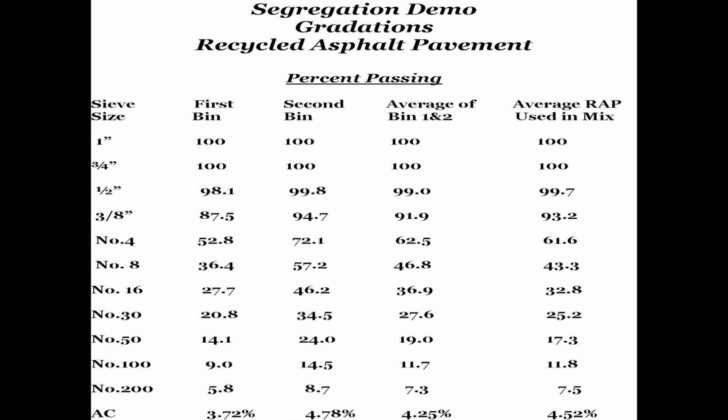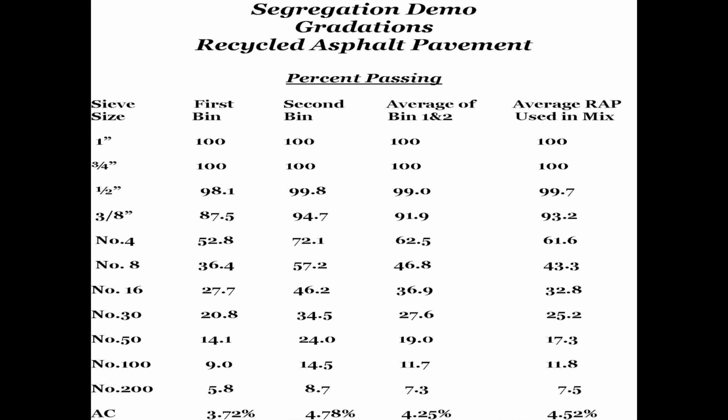So you can see here, let's just start out at the 1/2-inch sieve. First bin 98, the second one was 99.8. Now it starts coming apart, the 3/8, 87.5 to 94.7. The number 4 sieve, 52.8 to 72. 20% difference. Just by my being a brilliant loader operator. 20%.